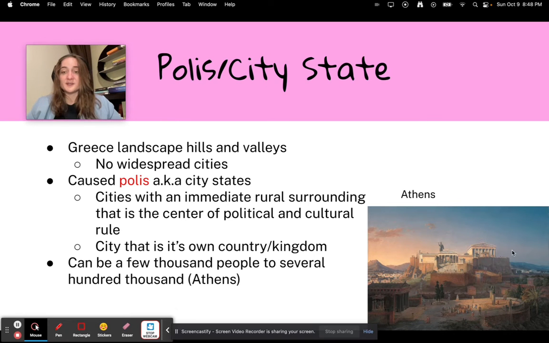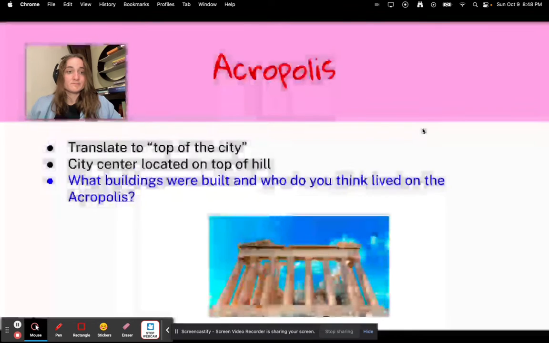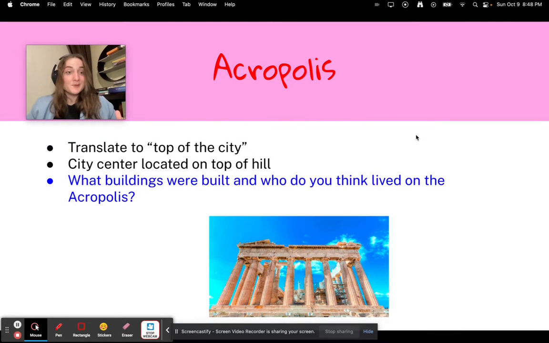Oh, here's an artist rendition of Athens. All right, so the Acropolis. It literally translates to top of the city. So it's a city center located on top of a hill. So here's my question. What buildings were built and who do you think lived in the Acropolis?